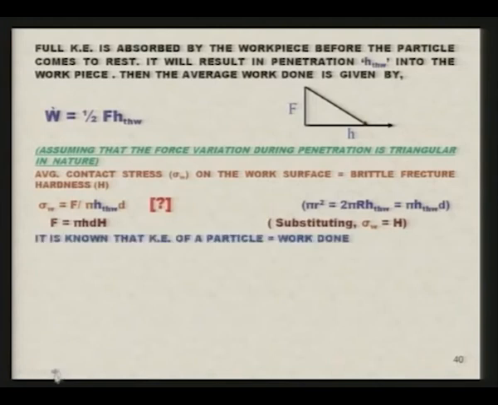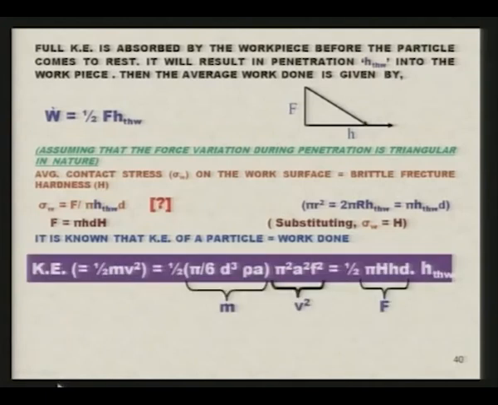It is known that the kinetic energy of a particle is equal to the work done. So, we can equate the work done to the kinetic energy of the abrasive particle. We can see here half m v square is equal to half pi upon 6 d cube rho a multiplied by pi square a square f square, which is equal to pi h small h d h_thw.